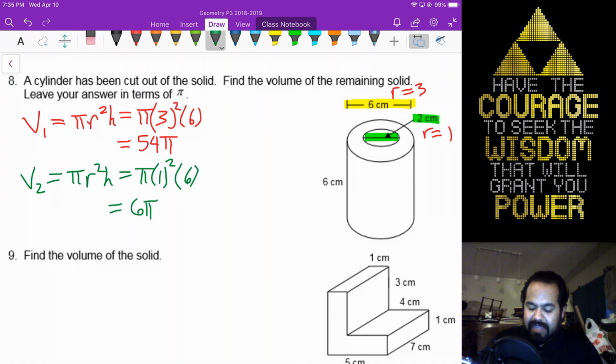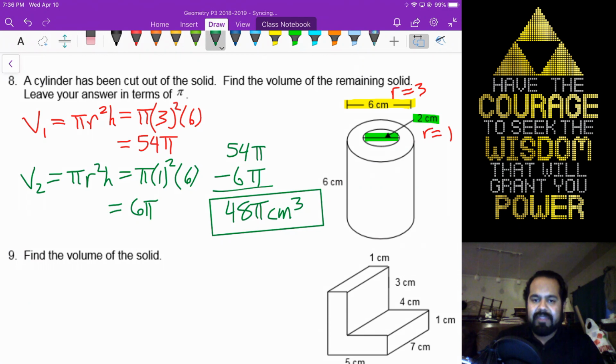So we're going to go ahead and subtract those volumes. 54 pi minus 6 pi. Now, just because I'm subtracting these numbers doesn't mean I get rid of the pi, right? They're still units in a sense. So 54 pi minus 6 pi, we're going to get 48 pi centimeters cubed. There's our volume of the remaining solid. Aw, yeah.